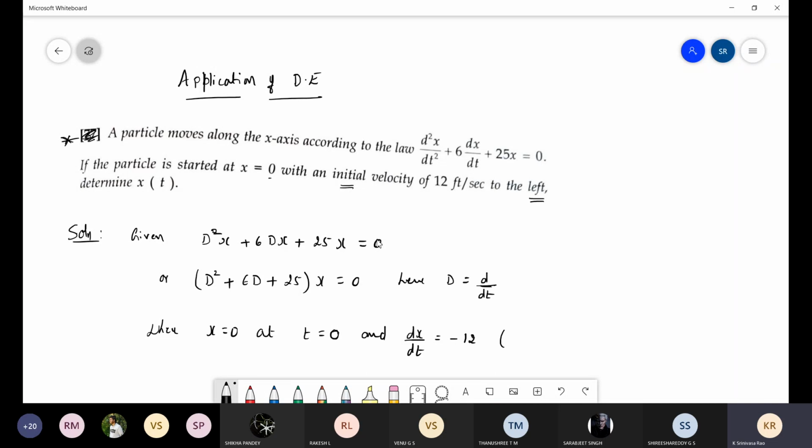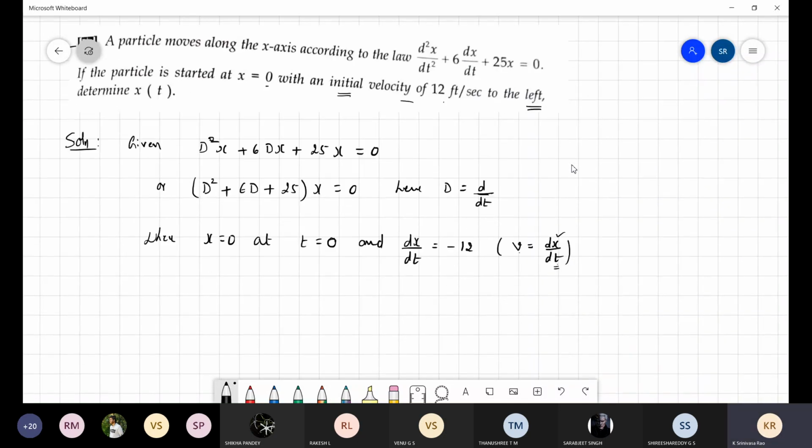Here you write where v, which stands for velocity, is equal to dx by dt. Because you know the definition of velocity from physics: the rate of change of position of a particle with respect to time. This x is the position of a particle, and t stands for time. So dx by dt is the rate of change of position with respect to time, called velocity. It is given that velocity is 12 feet per second to the left. Left stands for negative. Clear?